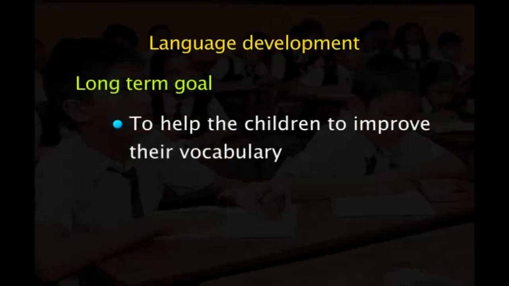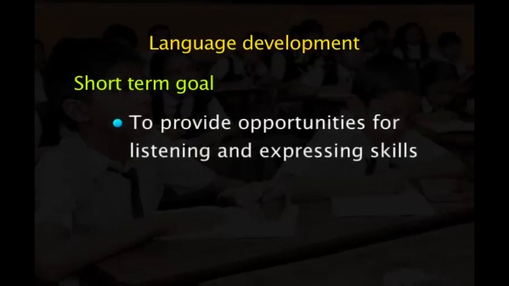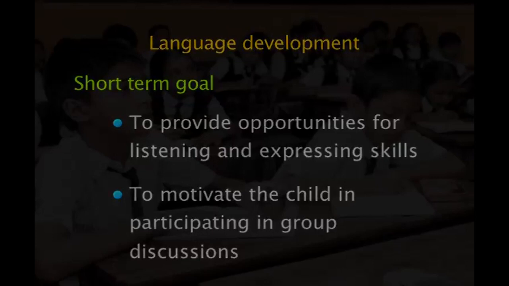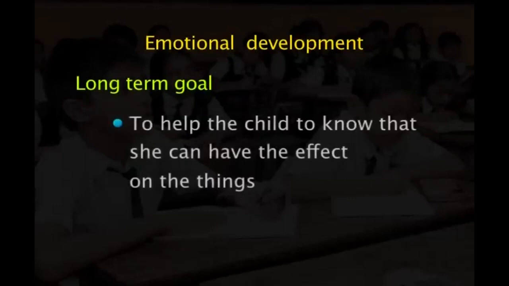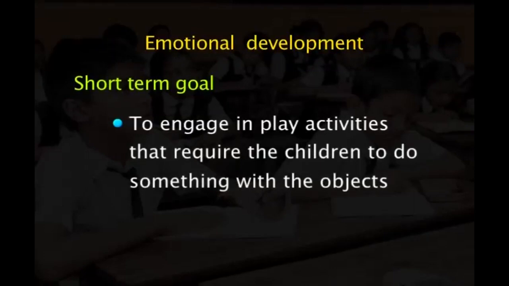Next comes the language development area. The long-term goal can be to help the children improve their vocabulary. The short-term goals will be to provide opportunities for listening and expressing skills, to motivate the child to participate in group discussions. In the emotional development area, the long-term goal will be to help the child know that she can have an effect on things. And the short-term goal is to engage in play activities that require the children to do something with objects.